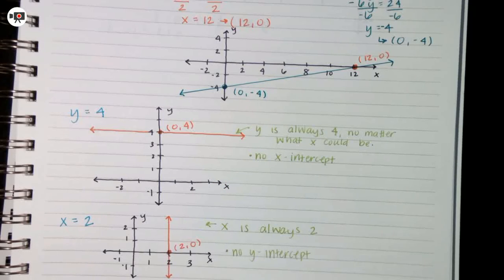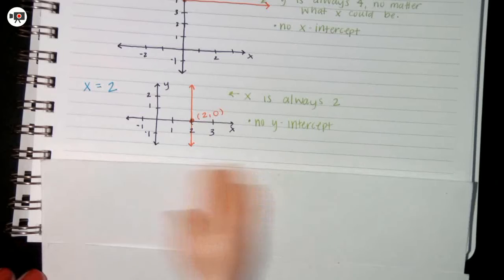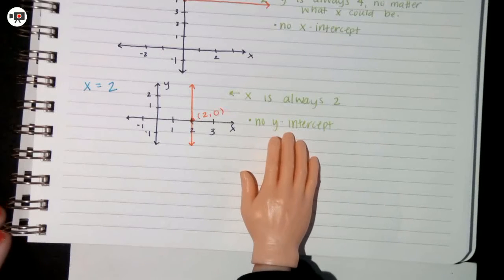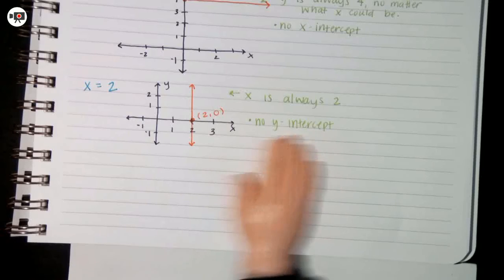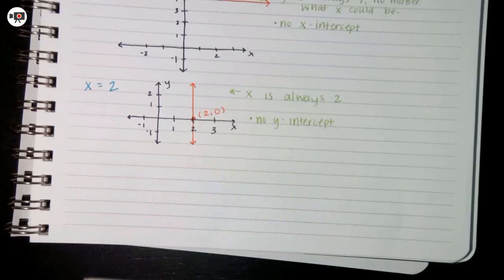And if x equals 2, that means x is always 2. We do not have a y to solve for, so there is no y-intercept. So you go over to x equals 2, and there is a line there.